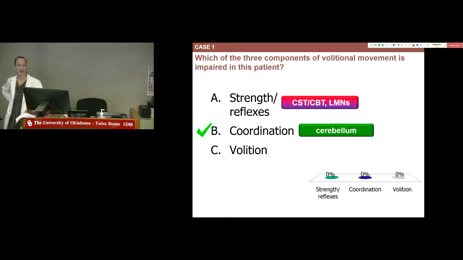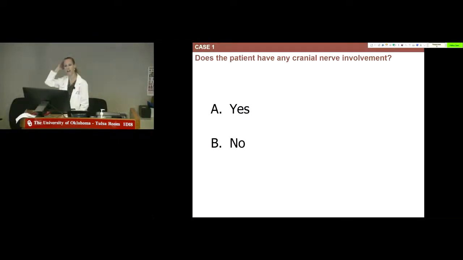Oh, that's okay. So coordination is cerebellum. Volition is by structures that are part of the basal ganglia, which we will talk about next week. Does the patient have any cranial nerve involvement? Yes or no?